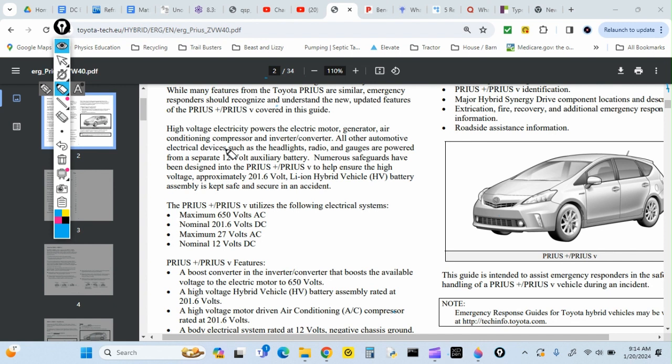There is a high voltage electricity that powers the electric motor, the generator. Okay, there's a generator that charges the DC battery. High voltage air conditioning. Now, that's the air conditioning compressor, which is run by high voltage, and that's done because it's more efficient than using a low voltage. And then finally, an inverter converter. That's going to kind of tell us something. That inverter converter is going to allow us to go from DC to AC.